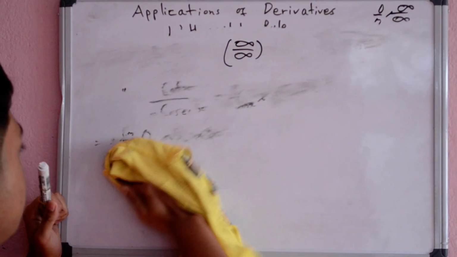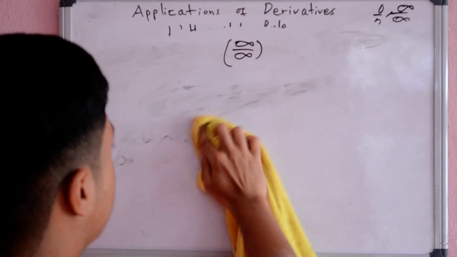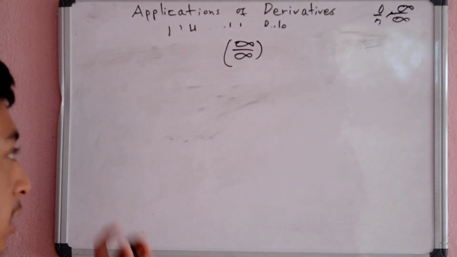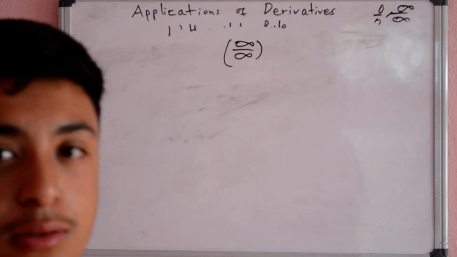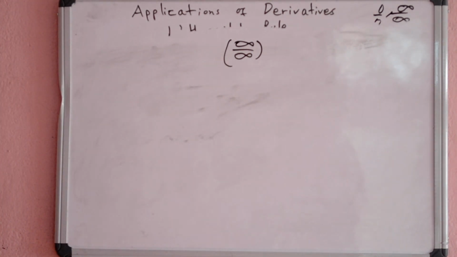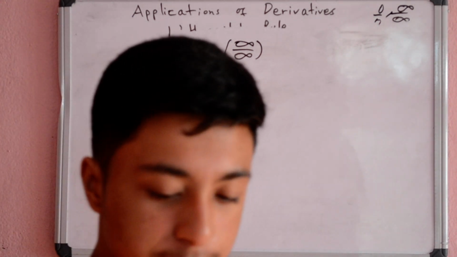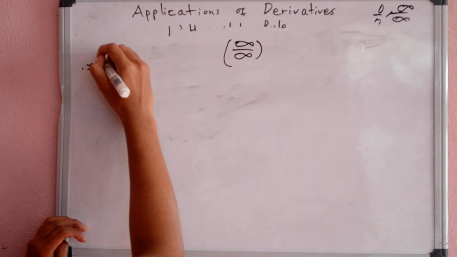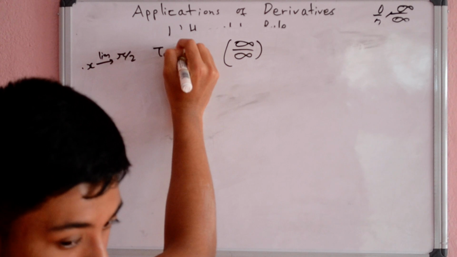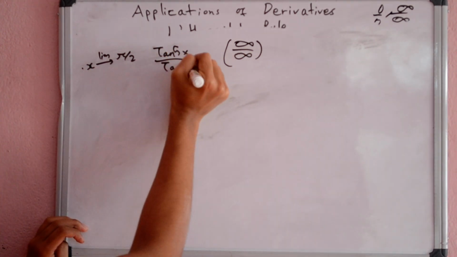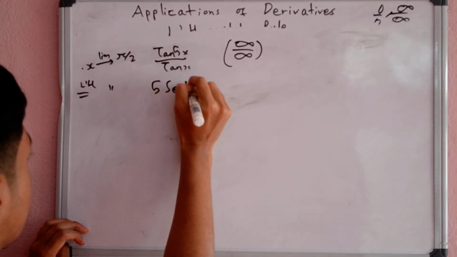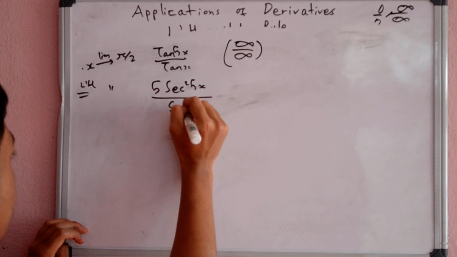It is simple to use L'Hospital's rule, but what you really require is trigonometry as well, because in certain parts you need to convert sec into cos, cosec into sine, and you have to use some trigonometric equations, ratios, etc. Some multiple angles. So we have x approaches pi by 2 of tan 5x by tan x. L'Hospital's rule. So this is 5 sec square 5x by sec square x.